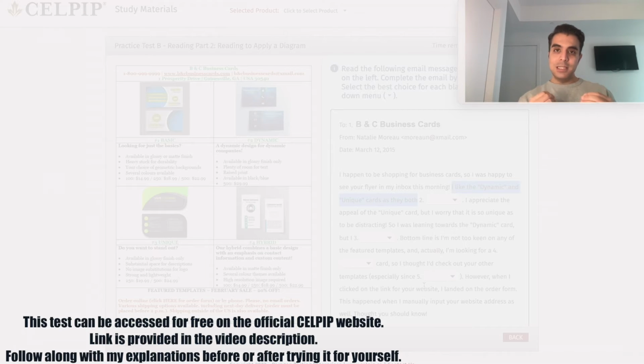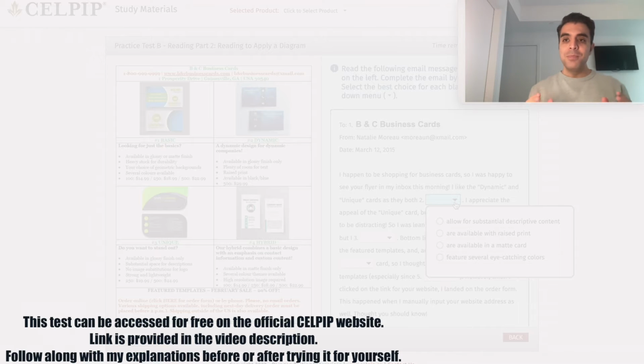So you see, I can expect what the answer is going to be. The answer is either going to be glossy finish or it's going to have something to do with the space. So let's check out the options. A, allow for substantial descriptive content. Sounds right, because remember, this is one of the options that specifically was found to have a bullet shared between items 2 and 3. Are available in raised print. Remember, raised print was mentioned for dynamic, not for unique, so that's not the answer.